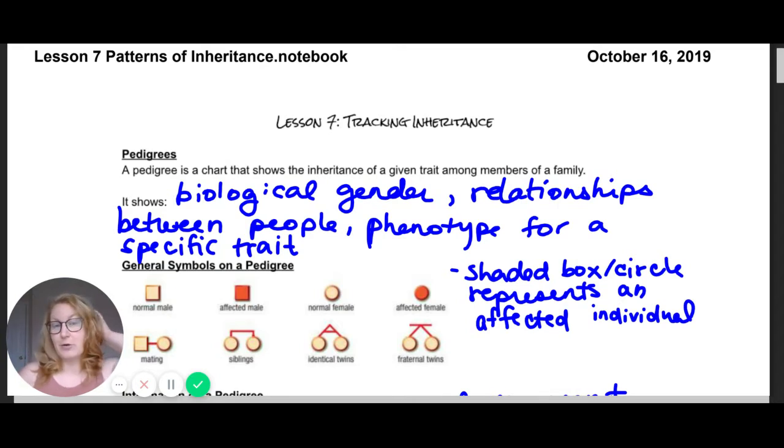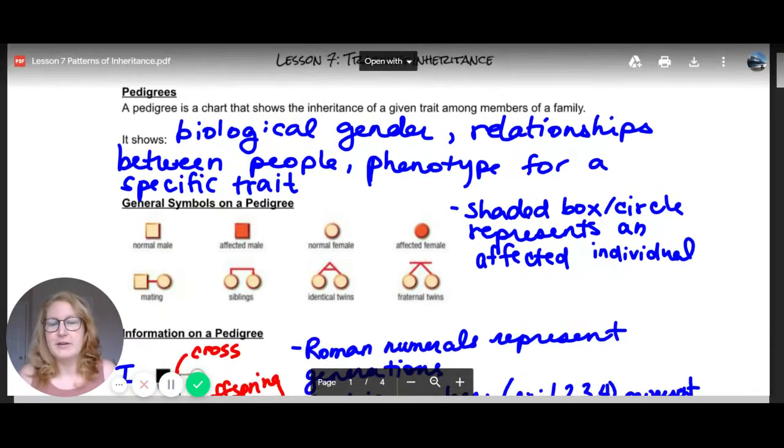But the goal is that we're not making predictions anymore. We're now looking at what actually is the trait. So I'm going to walk you through some examples of that. We're going to have some practice to make some pedigrees in here as well. So here is just an example of the symbols on the pedigree.